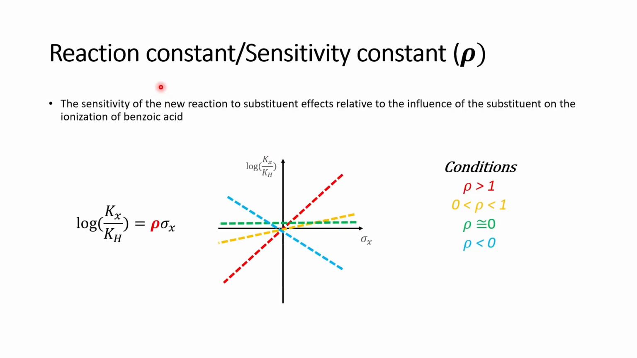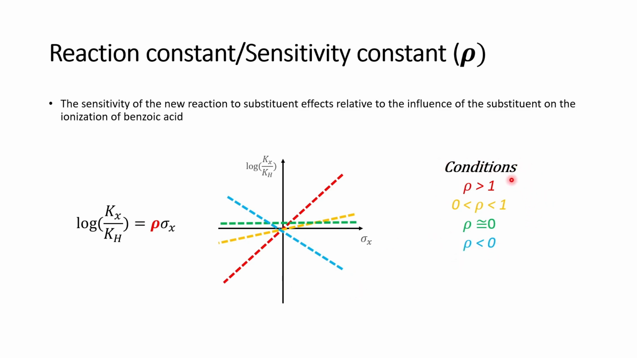Next up we have the reaction constant, or sensitivity constant, which is denoted by this rho value. Rho describes the sensitivity of the reaction to the substituent effect relative to the influence of the substituent on the ionization of benzoic acid. If we plot log kx over kh against the sigma values, we can have different types of slopes in this plot, and depending on the slope, we can tell a lot of things about the reaction.